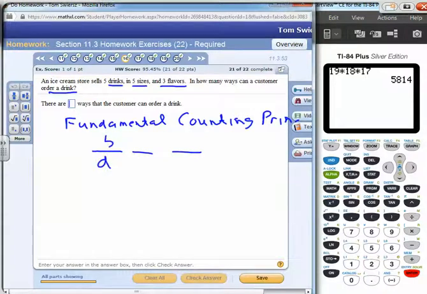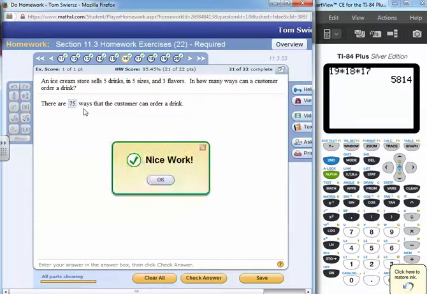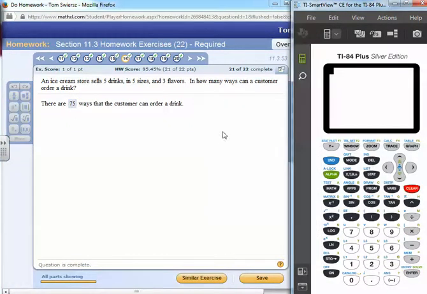So drinks is 5, sizes is 5, and flavors is 3, and the fundamental counting principle tells us the total number of ways of getting the number of drink sizes and flavors, you multiply. So 5 times 5 is 25, times 3 is 75. So the math is pretty easy there. We can just multiply using our brain. We don't really need the calculator, but if you need to, go ahead. So again, 5 times 5 times 3 gives us a total of 75. All right, that's number 16.